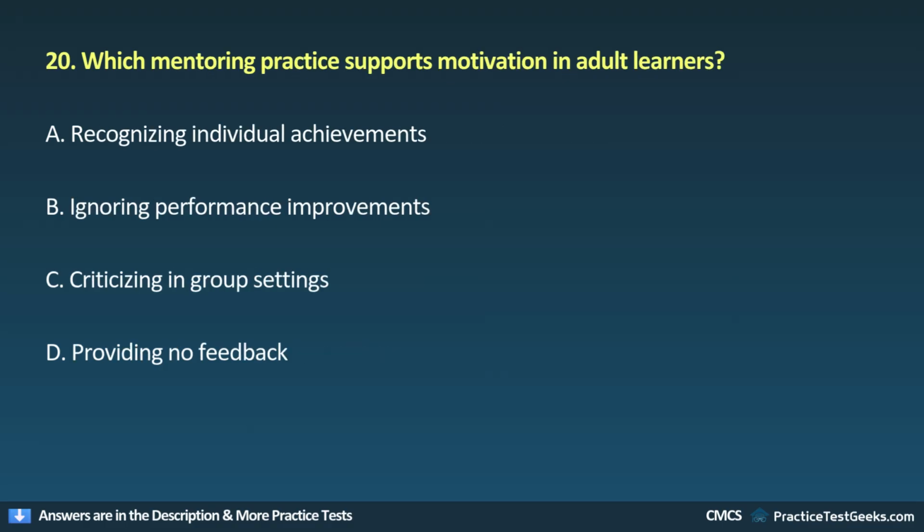20. Which mentoring practice supports motivation in adult learners? A. Recognizing individual achievements. B. Ignoring performance improvements. C. Criticizing in group settings. D. Providing no feedback.